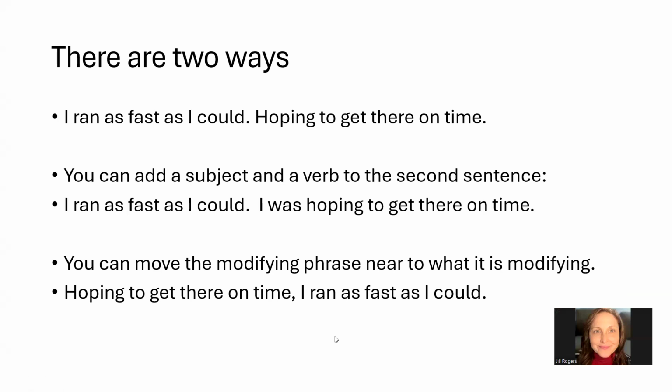The other way to do it is to put the modifying phrase near to what it is modifying. Modifying phrases don't have to be complete sentences. This is hoping to get there on time. I ran as fast as I could. This phrase is modifying I. See that? You have to make sure that you put the phrase where it's modifying. This can have some problems and actually create misplaced modifiers. So be careful, because you just have to make sure that hoping to get there on time, what are we modifying? In this case, we're modifying I. So we have to make sure that we put it in front of the I, okay? Because that's what we're modifying. So those are the two ways to do it.